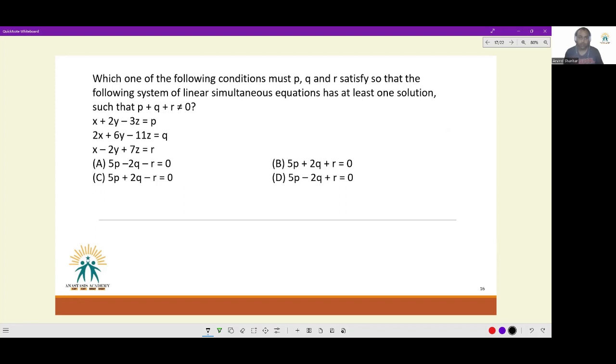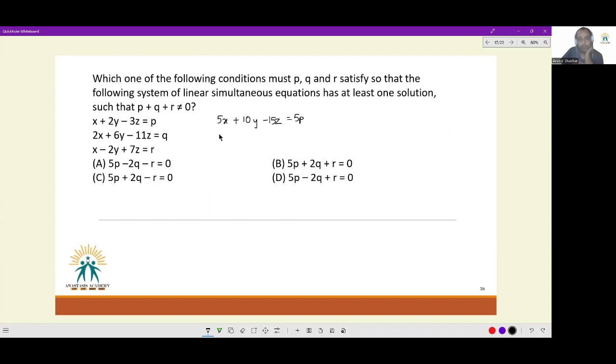Next question. Which of the following conditions must P, Q, R satisfy so that the following system of linear simultaneous equations has at least one solution such that P plus Q plus R is not equal to 0. Okay. Forget everything else. All you have to do is simply look at these terms, 5P, 2Q and R, because every option has the same thing. 5P will be what? 5x plus 10y minus 15z. This is 5P.